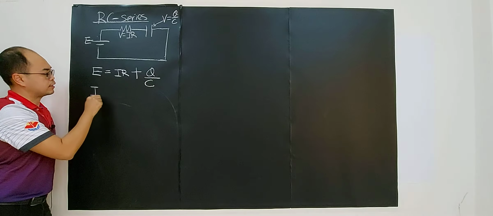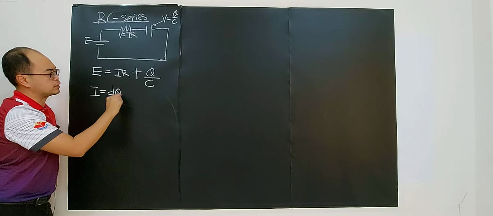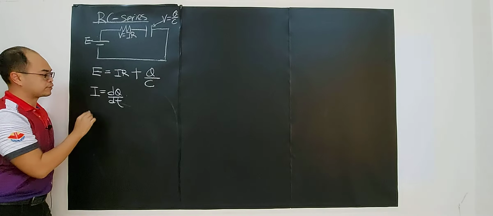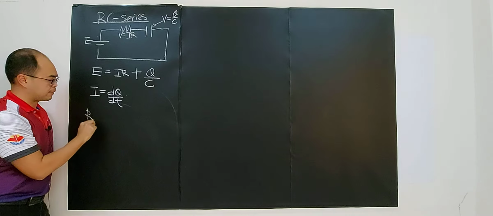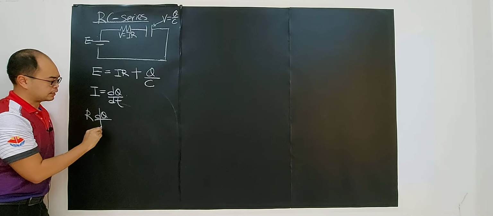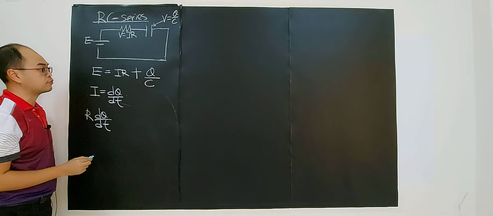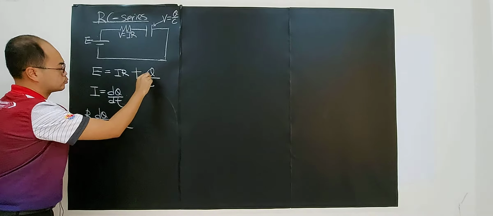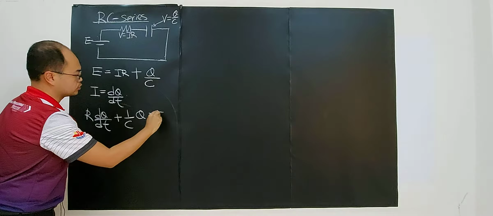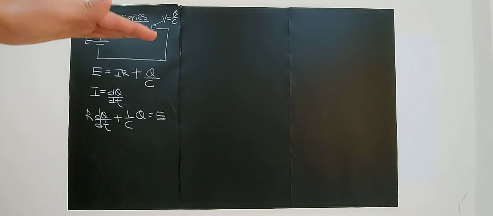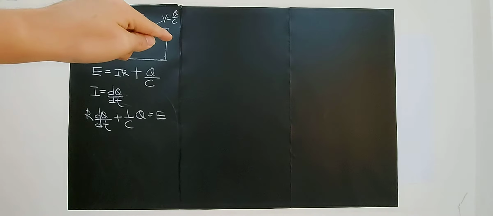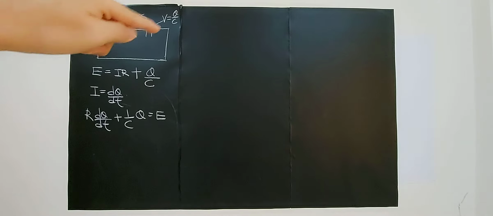As I know in physics, I is defined as dq dt, the rate of change of charge. So if I rearrange this, I will get a mathematical equation which is also a differential equation: R dq dt plus 1 over C times Q equals E, the energy supply. According to Kirchhoff's law, the voltage supply is equal to the voltage drops across the two electronic components here.